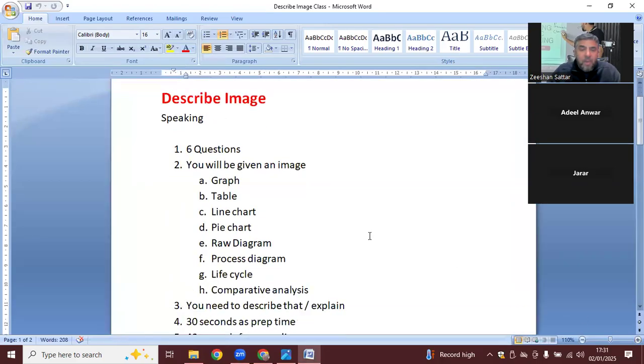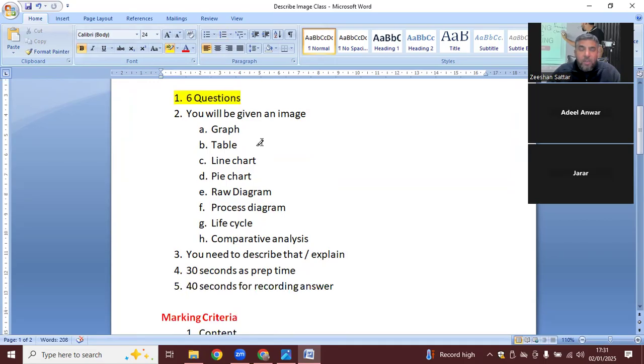This is describe image, and I've told already 6 questions will be there. Speaking is the exam and the name of the question is describe image. We may be given, हमें दिया जा सकता है exam में एक graph. We may get a table, we may get a line chart, we may get a pie chart, we may get a raw diagram, we get a process diagram, we may get a life cycle, and we may be given a comparative analysis even. हमें कोई एक स्पेसिफिक पिक्चर इनमें से एग्जाम में दी जा सकती है.